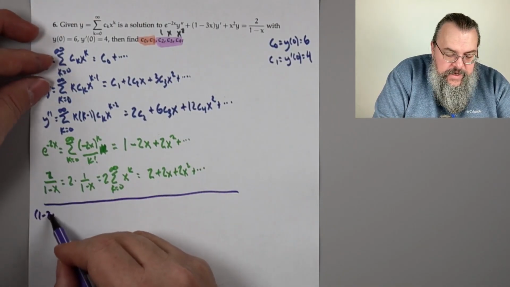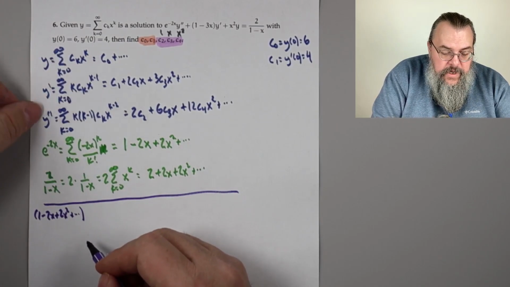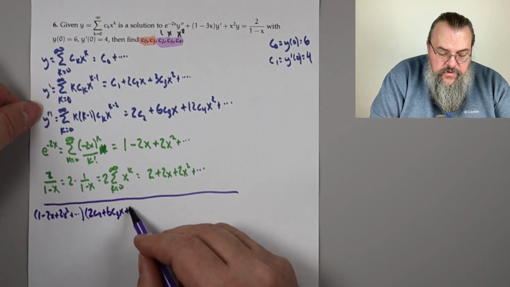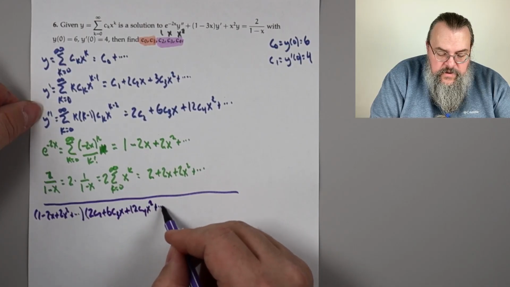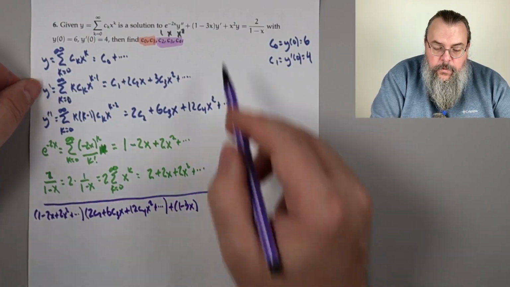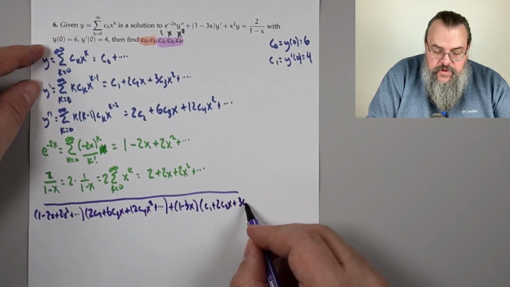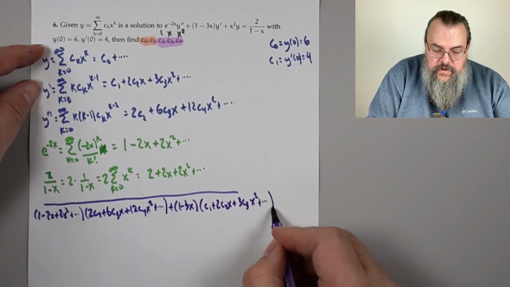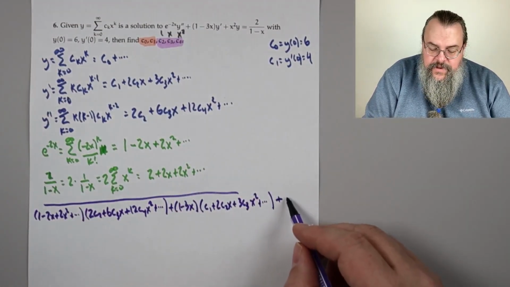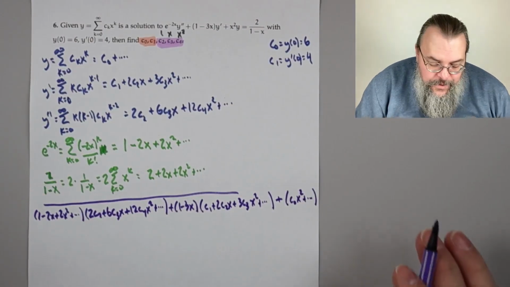That's 1 minus 2x plus 2x squared times y double prime: 2c2 plus 6c3x plus 12c4x squared, plus 1 minus 3x times y prime: c1 plus 2c2x plus 3c3x squared, plus x squared times y, well, plus c0x squared, other stuff. All right, good.